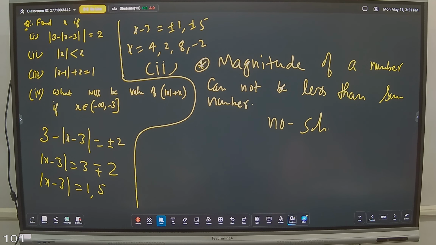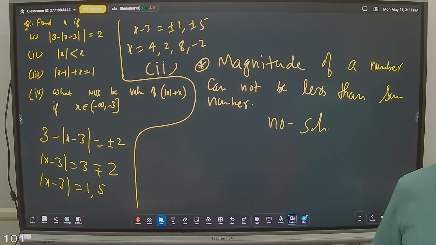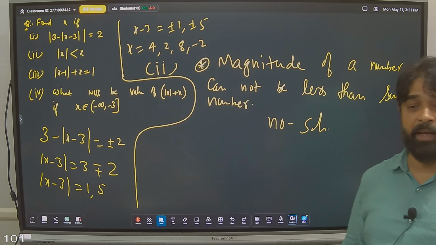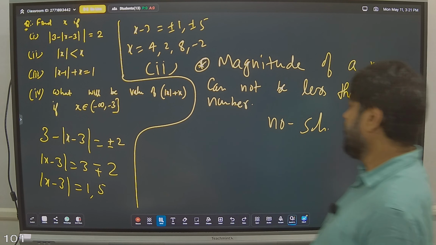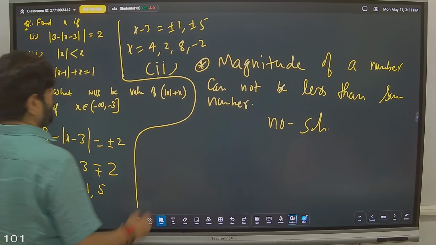Third one, anybody got it? Please raise your hand. Tell me. Yes, correct. Very much correct. Anybody else got it? What is the answer? Same. Okay, good. Slightly tricky question. This is the way in JEE and all they used to ask.